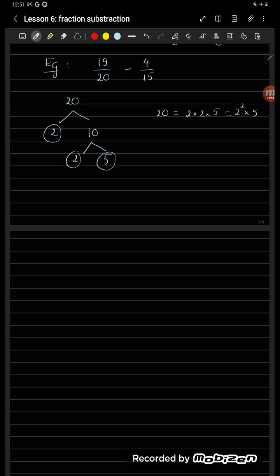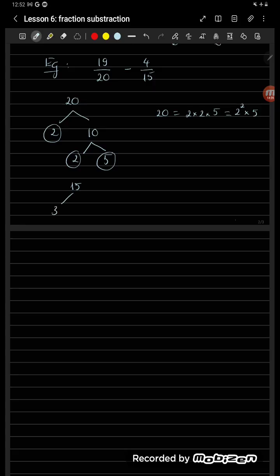We do the same for 15. Okay? So 15 is easier, because 15 cannot be divided by 2 for sure, because the ending number is 5. It's an odd number, so it cannot be divided by 2. So if it's not 2, try 3. So 15 can be divided by 3.